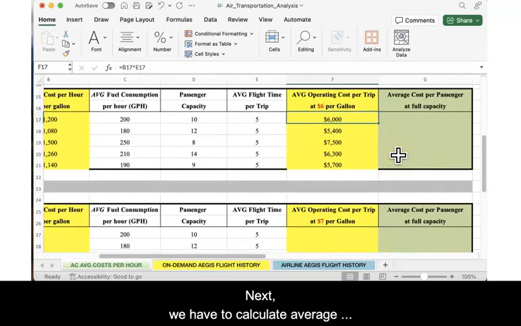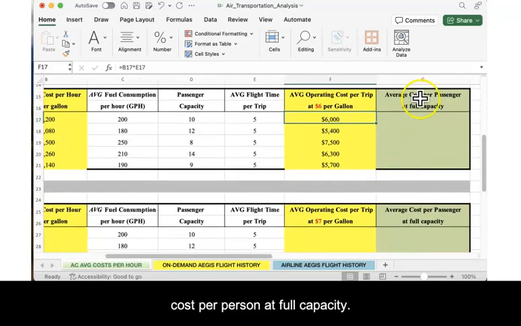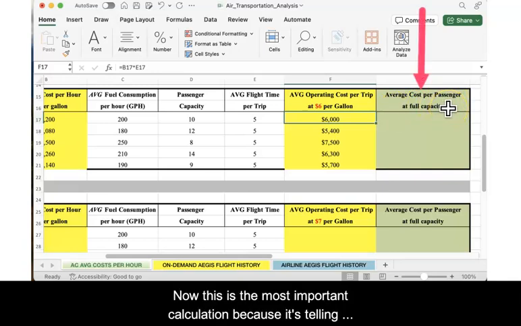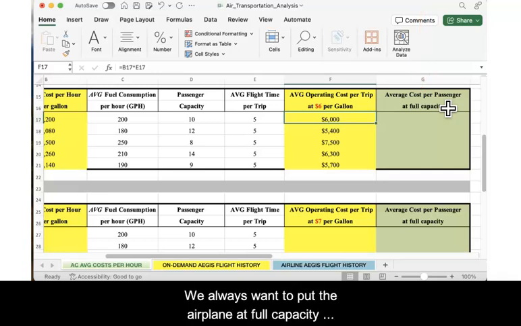Next, we have to calculate average cost per person at full capacity. Now, this is the most important calculation because it's telling us the cost of each of those seats in that airplane when it flies. We always want to put the airplane at full capacity because it will lower the cost of each trip per person.